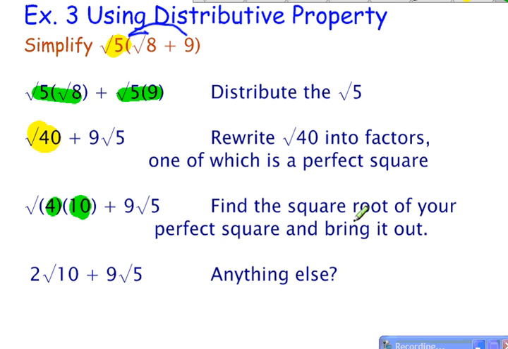Okay, 4 is a perfect square. Square root of 4 is 2. So we bring out the 2. We have 2 radical 10 plus 9 radical 5. Is there anything else that we can do? No, we don't have like radicals. There's no more perfect squares in 10. So this would be our final answer.